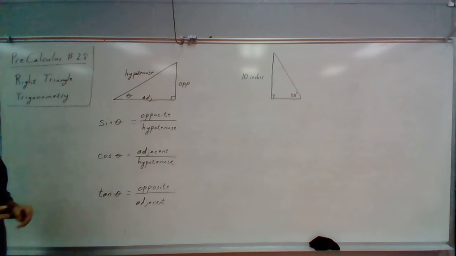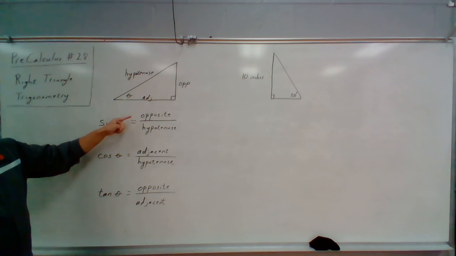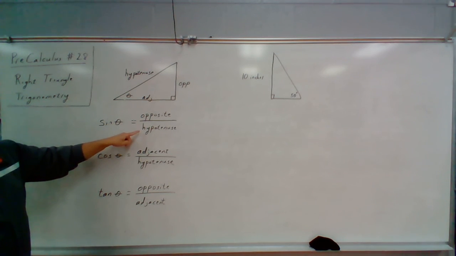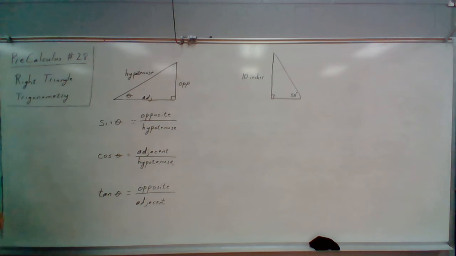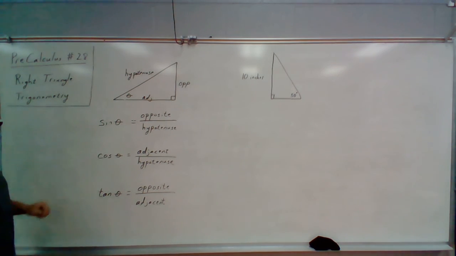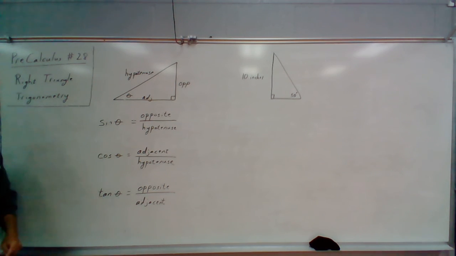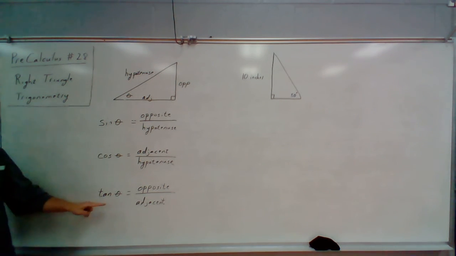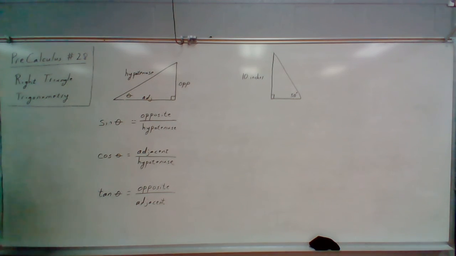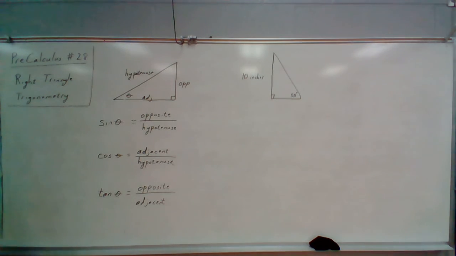All right, so then we have some definitions. So we're going to define that the sine of theta will be the ratio of the length of the opposite side to the length of the hypotenuse. So sine of theta will be opposite over hypotenuse. Cosine of theta we're going to define to be adjacent over hypotenuse. And the tangent of theta will be opposite over adjacent. Okay, you need to memorize these definitions. You need to know these by heart.